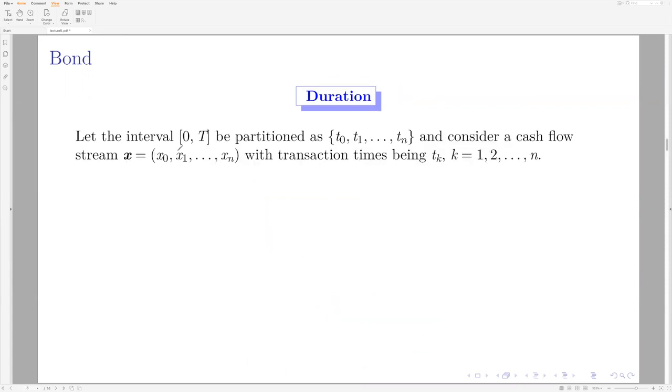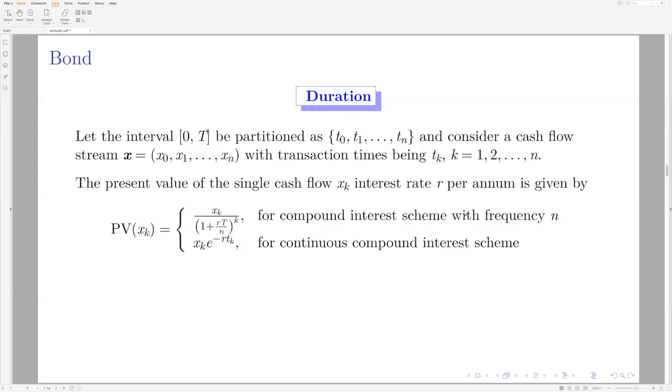As usual, let us take the period of the bond to be 0 to T and let this period be partitioned into n plus 1 times, and at each time t_k there is a transaction happening. The concept of duration need not be restricted only to bonds. It can be done for a general cash flow stream. So we first discuss the duration in terms of cash flow streams and then come to bonds.